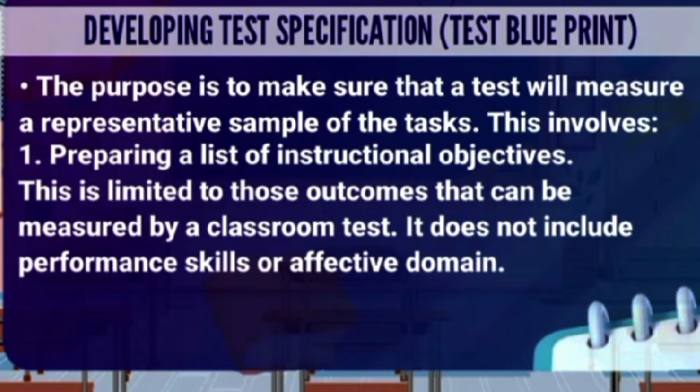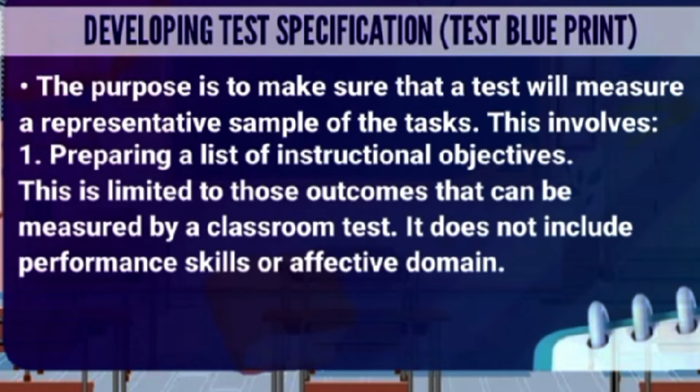Next is developing the test specification or the test blueprint. The purpose is to make sure that a test will measure a representative sample of the tasks. This involves, one, preparing a list of instructional objectives. This is limited to those outcomes that can be measured by a classroom test. It does not include performance skills or the affective domain.